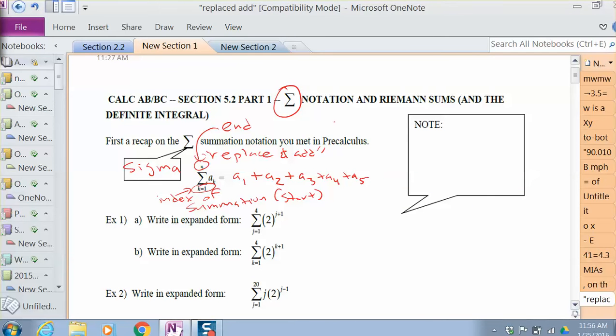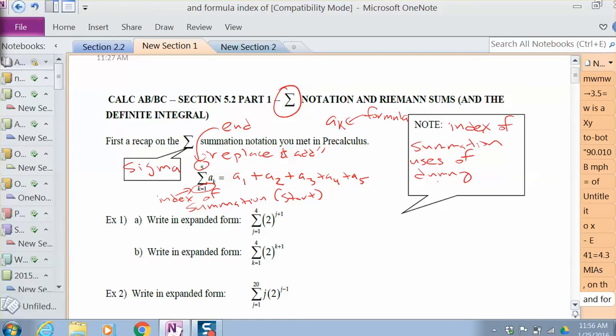And of course, a of k is our formula. It's what we plug into, or what we're replacing letters with numbers. So hopefully this kind of jogs your memory of how sigma notation or summation notation works. Another thing to keep in mind is that the index of summation makes use of dummy variables. And what's meant by that is that any letter can be used.